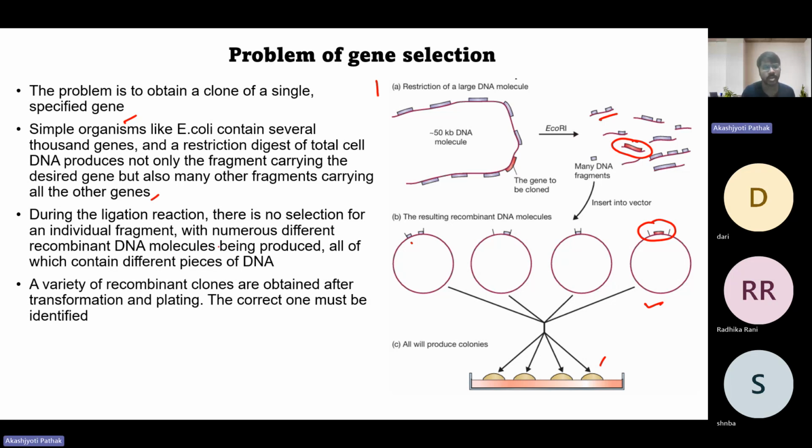And what you are getting are different recombinant DNA molecules, all of which contain different pieces of DNA. So a variety of recombinant clones are obtained after transformation and plating. So what you have to do is find the correct one. The correct one must be identified. So we will look into how this screening is done.